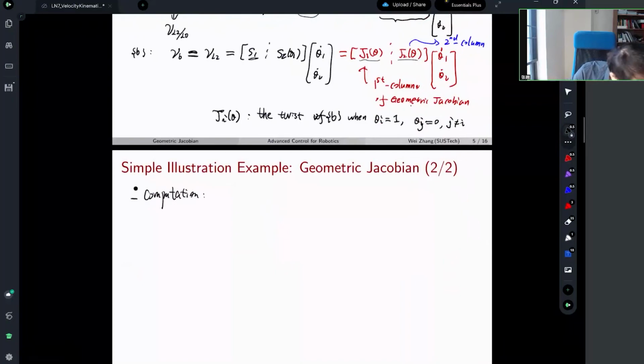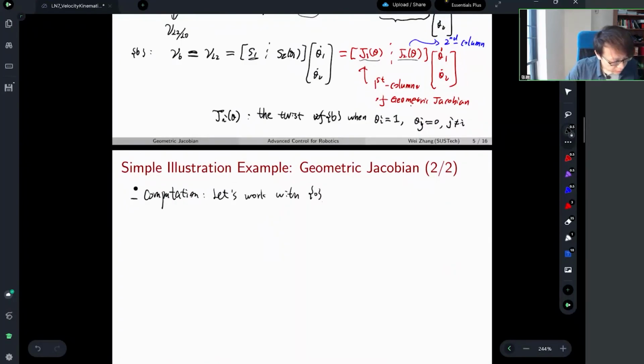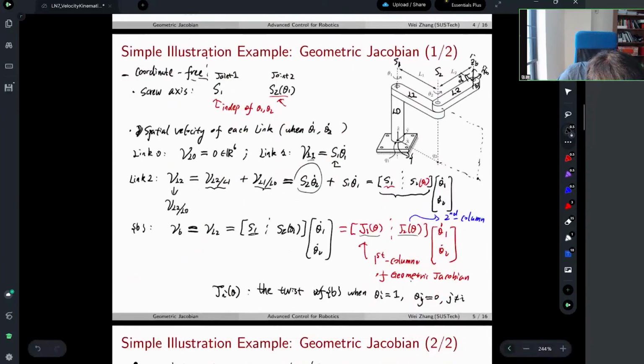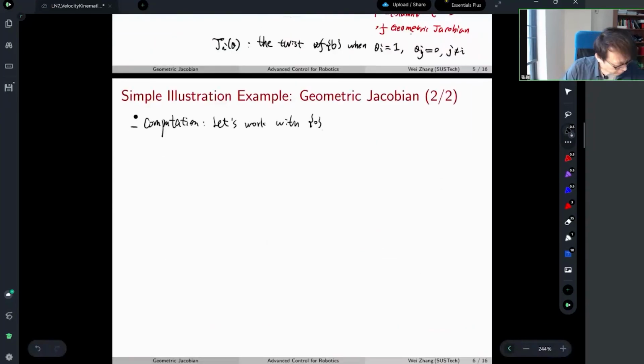So for the computation part, we need to work with one coordinate system. For example, let's work with the gyro frame, the inertial frame. Here the gyro frame is here. Let's call that frame 0.